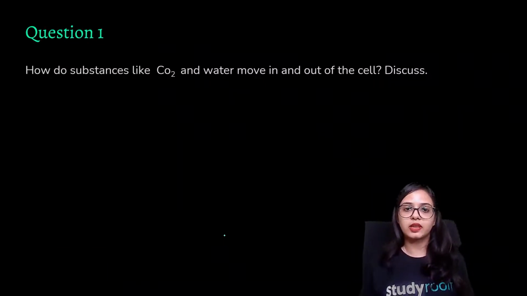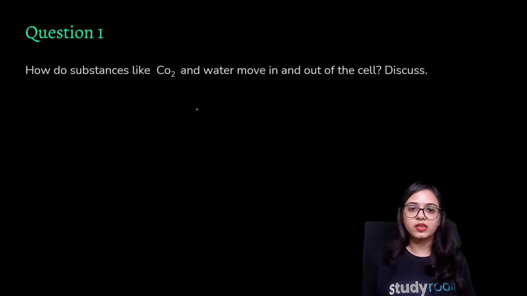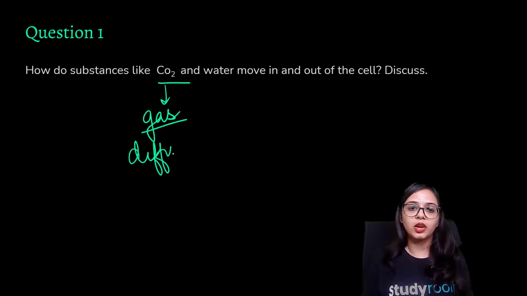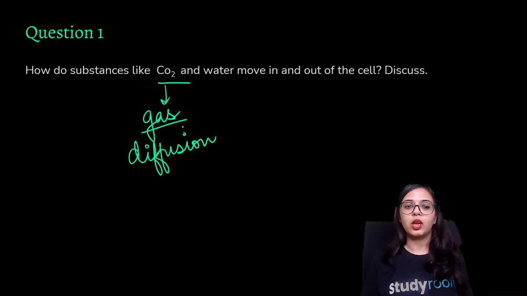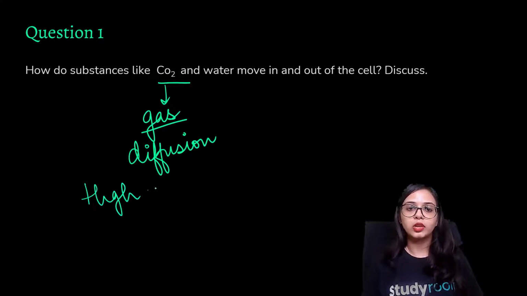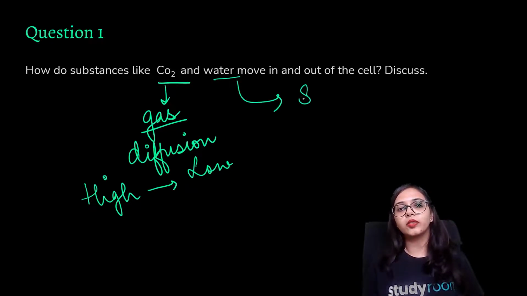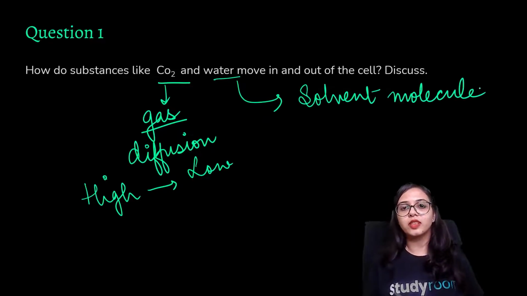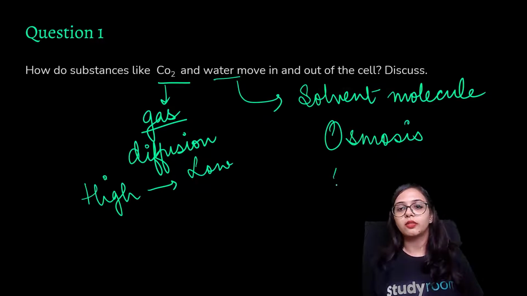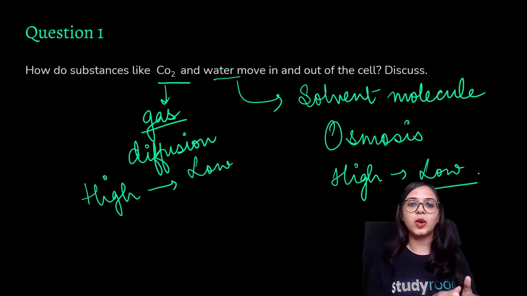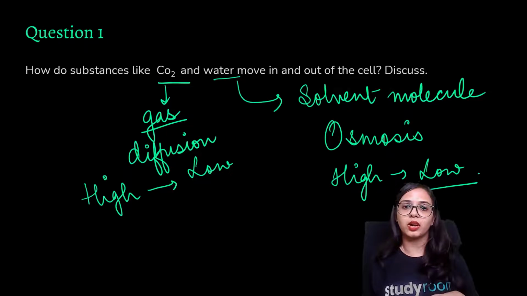How do substances like carbon dioxide and water move in and out of the cell? Discuss. We have just observed that carbon dioxide, since it is a gas, is going to move in and outside of the cell by the process of diffusion. And how? From high concentration to low concentration. Water, since it is a solvent molecule, the process by which water will move in and out of the cell will be osmosis, and this too will occur from high concentration to low concentration. Gaseous particles, diffusion; solvent, or let's say liquid particles, osmosis.